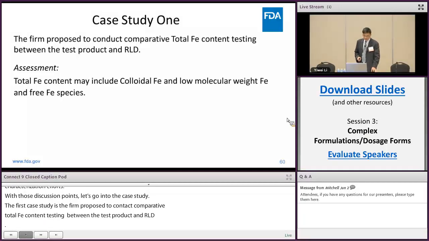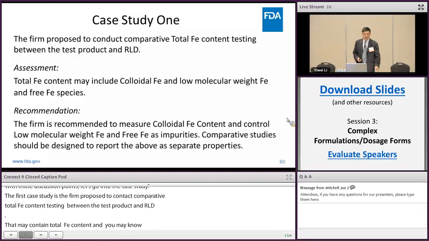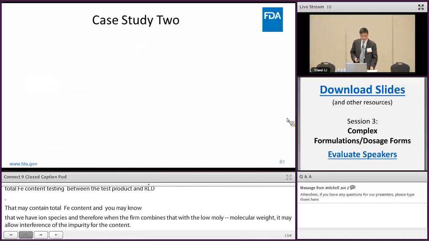Therefore, when the firm combines the colloidal iron and the low molecular weight iron, it may allow actually the interference of impurity for the content. Therefore, we recommend the firm to measure the colloidal iron contents and control low molecular weight iron and free iron as impurities. Comparative studies should be designed to report the above as separate properties. Let's go to case 2.